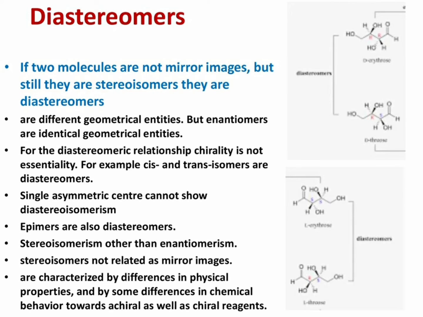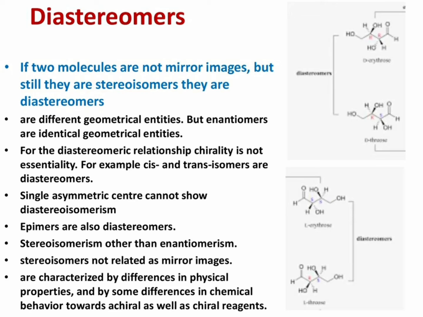So, what are diastereoisomers? Diastereoisomers are different geometrical entities, but enantiomers are identical geometrical entities. For the diastereoisomeric relationship, chirality is not an essential property. For example, if you take cis and trans isomers, they are diastereoisomers. And a single asymmetric center cannot show diastereoisomerism. Epimers are also called diastereoisomers. So in short, we can say that stereoisomerism other than enantiomerism is called diastereomerism.